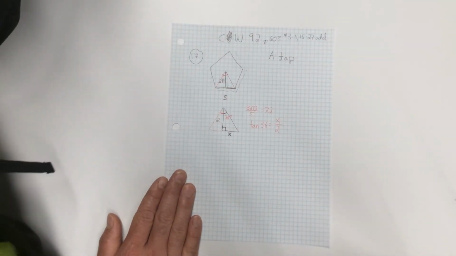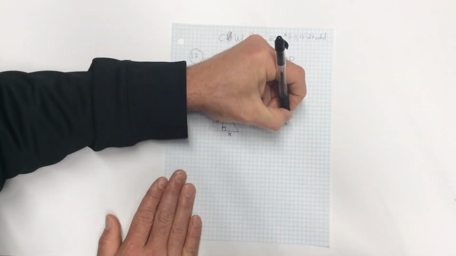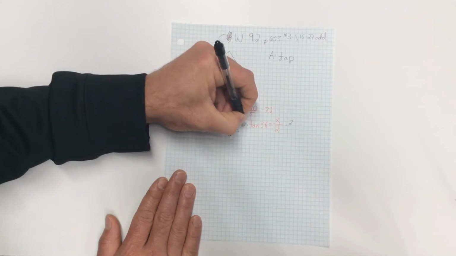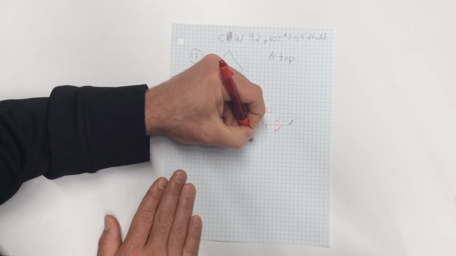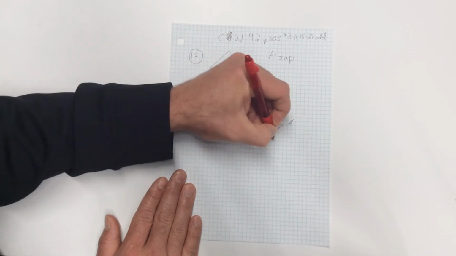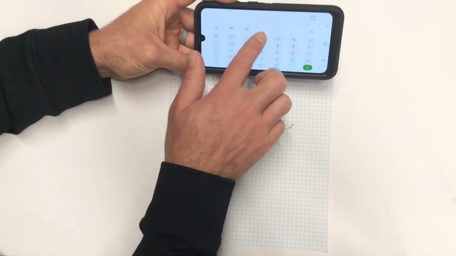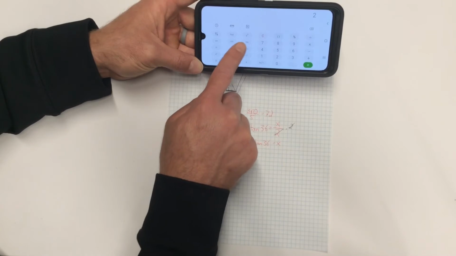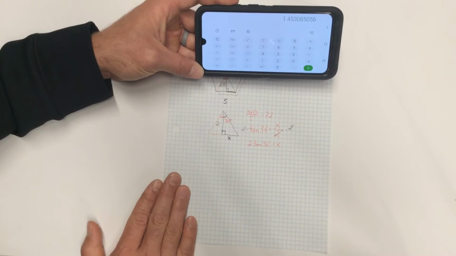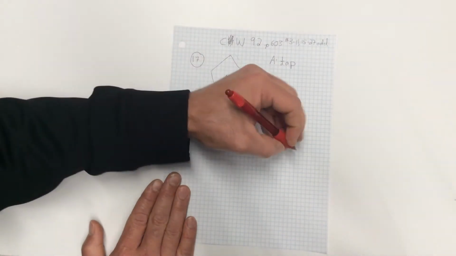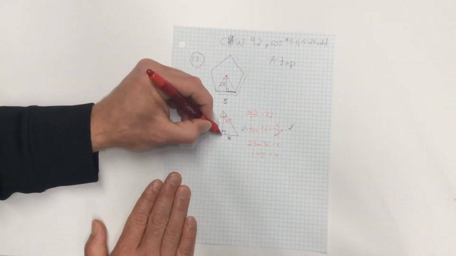We're going to solve this one since we know the bottom number and the top is the variable. Instead of dividing by 2, we're going to multiply both sides by 2 because then that cancels out here, and we get 2 times the tangent of 36 equals my x. So let's find out what that is. 2 times the tangent of 36, 1.45. So x equals 1.45. So that is this distance.